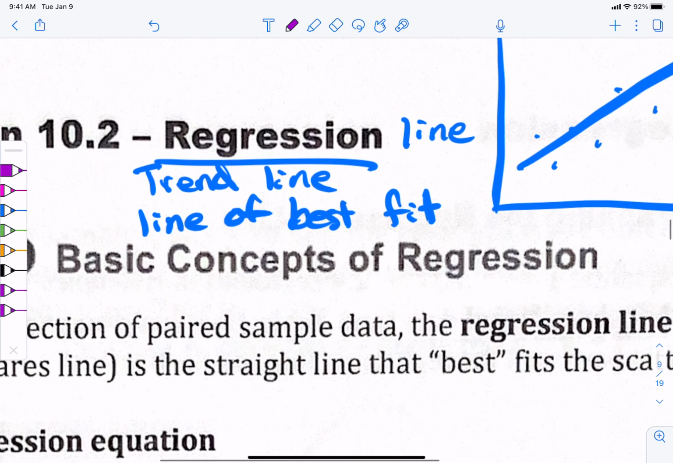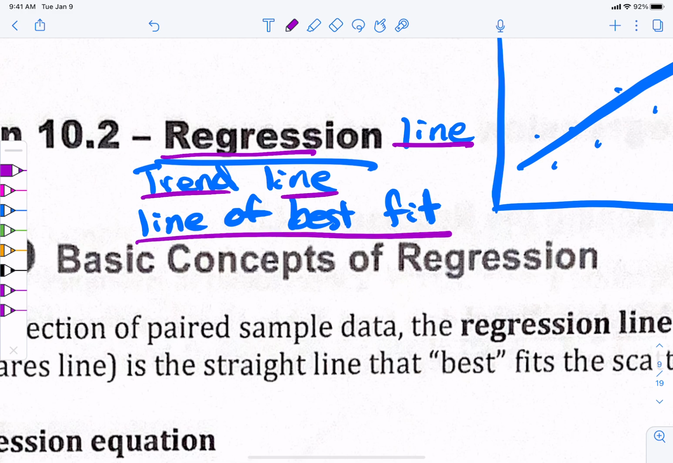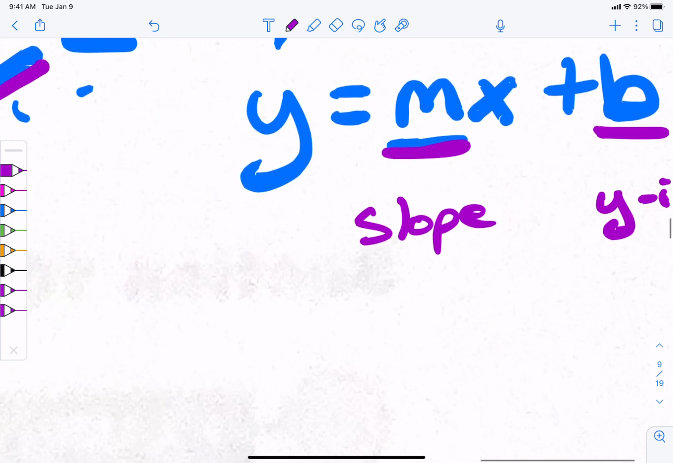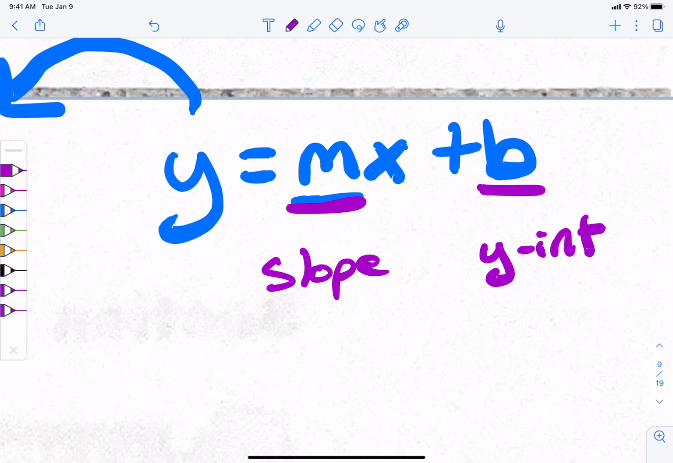So 10.2 starts with a regression, and we said a regression line is the same thing as a trend line, which is a line of best fit. All of those mean the same thing. This is what a trend line or a regression line looks like. The computer system will slap a line on there that's supposed to be close to all of those dots, and we said because it is a line, it will be y equals mx plus b for the formula, okay? This is slope-intercept form because it's literally slope and intercept, okay? Are we good to go?